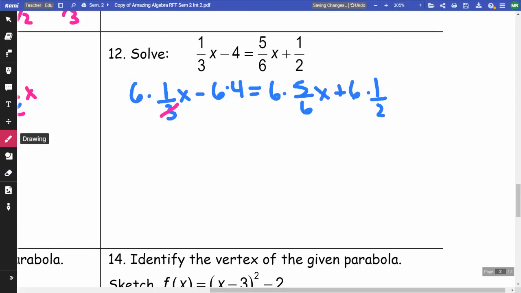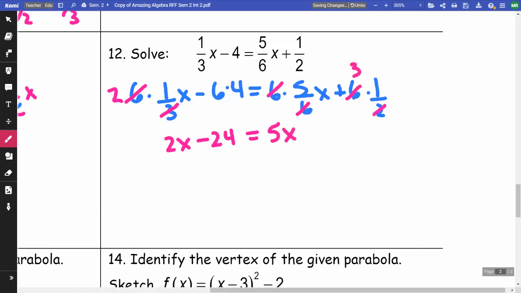Okay, so 3 goes into 6 twice, and I multiply and I get a 2x. Here, the 6 and the 4, that's going to be a 24. You have to multiply everything, even though that did not have a denominator. Every term on both sides has to be multiplied. 6 goes into 6 once, and I get a 5x. 2 goes into 6 3 times, and I get a plus 3, and I'm solving this.